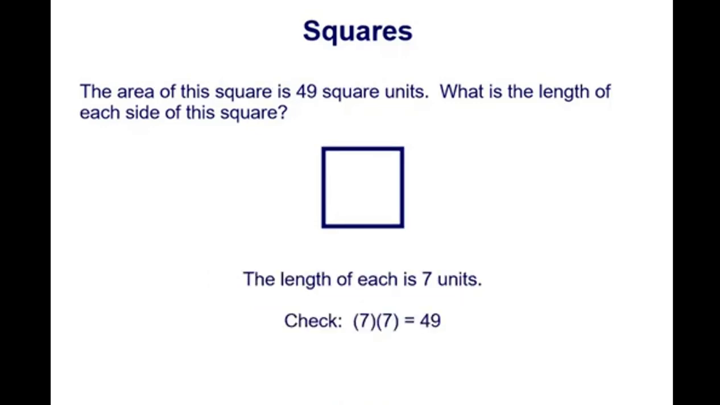So the length of each side is 7 units. This is because if you have a square, the area is the side times side. So it's 7 times 7, and that equals 49. So the area of the square is 49 square units. The length of the side is 7 units.